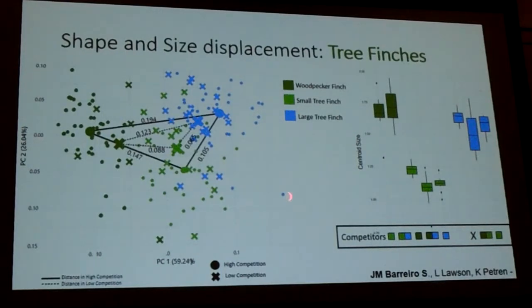And I have to underline that even though I really like these results because they show character displacement for shape, the way we've been testing this, we haven't found significant differences. So there's a trend, but it's not significant.